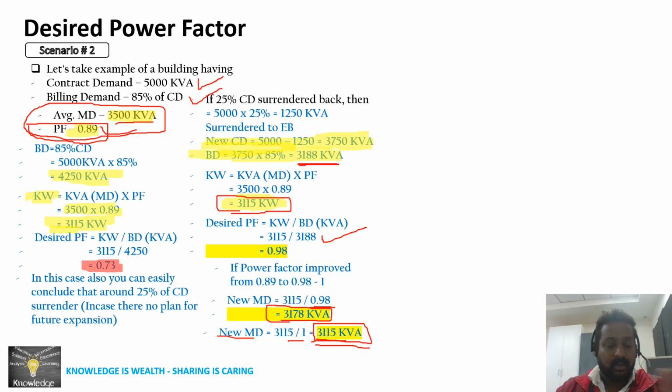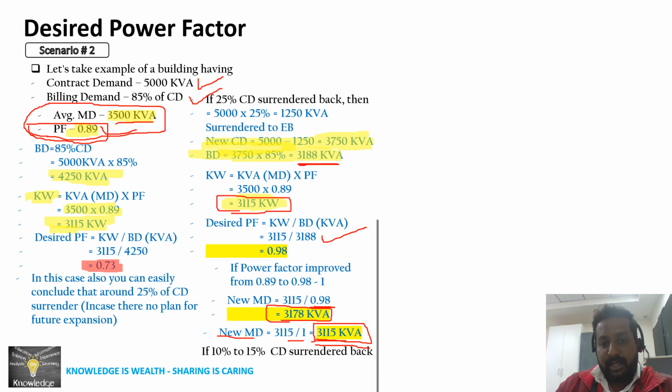So we need not pay additional demand charges since we are within the limit of billing demand. While surrendering the contract demand, if we don't want to keep a very little buffer, if our billing demand is 3188 and you feel it is very difficult to maintain 0.99 or unity power factor from 0.89, and you want more buffer, you can always choose to surrender back to EB instead of 25%, you can plan to surrender 10 to 15% of contract demand back to EB.